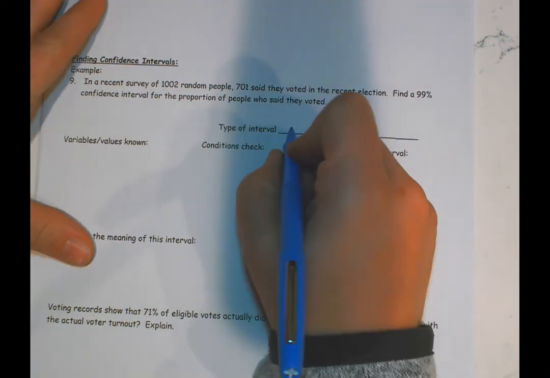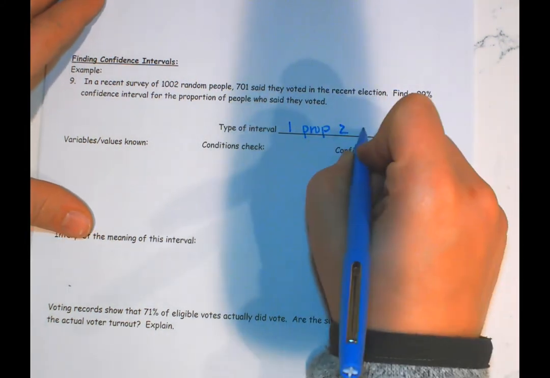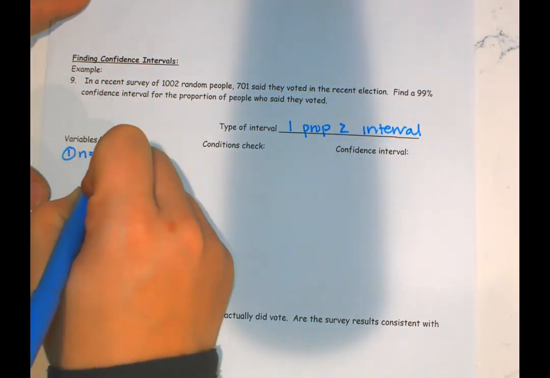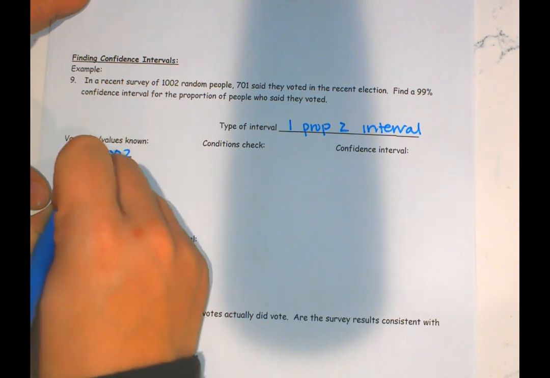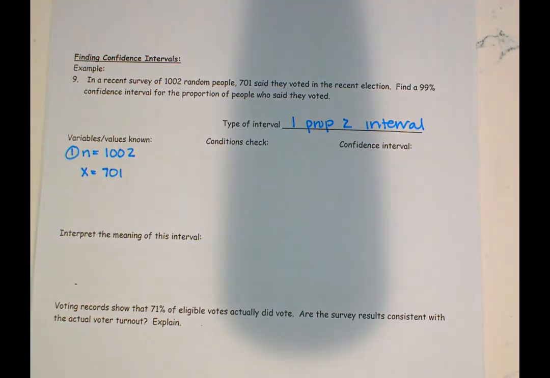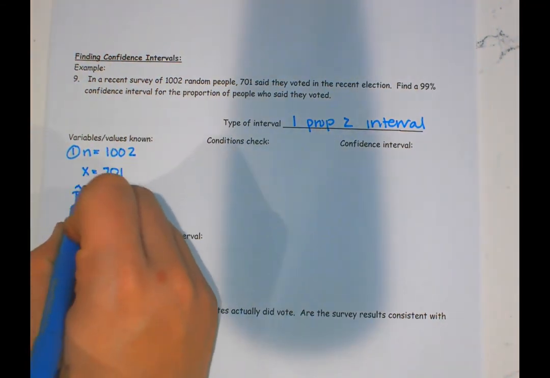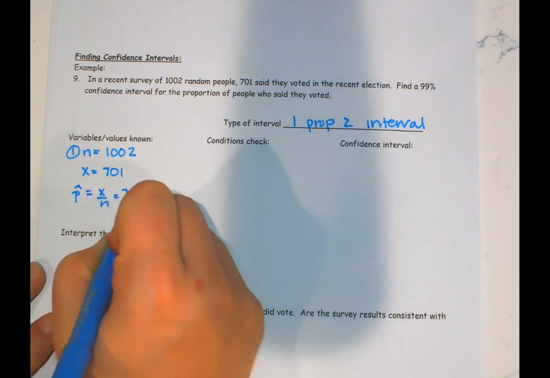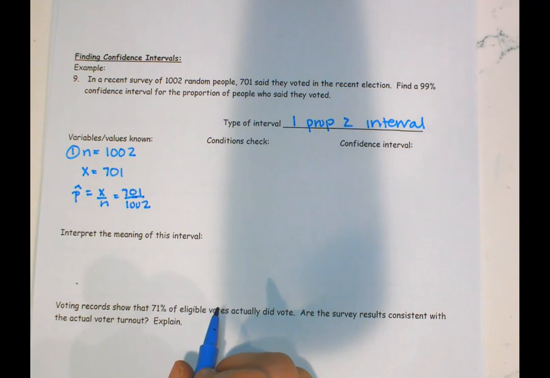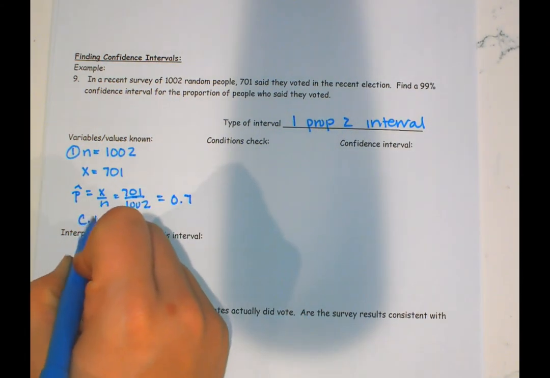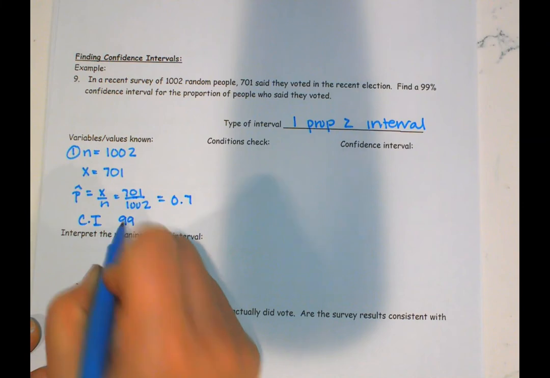So I know I'm going to do a 1 prop z interval. So for that, I need an n value. I know that n was 1,002. X is 701 because 701 people said that they participated. If I want to find p hat, remember that's just x divided by n. So 701 divided by 1,002 would give me basically 0.7. And then I want a confidence interval of 99%, so 0.99.